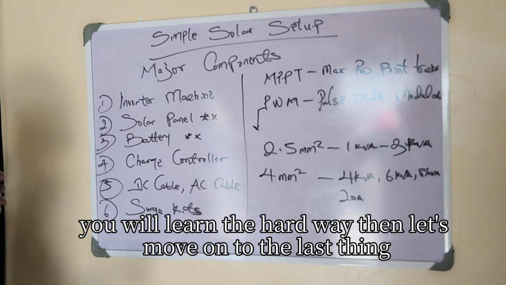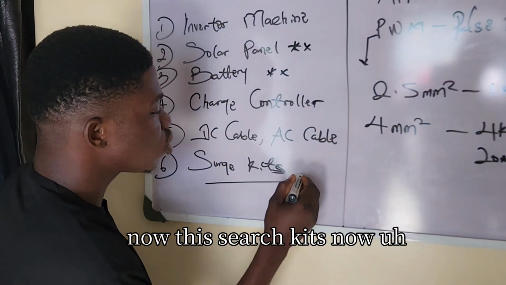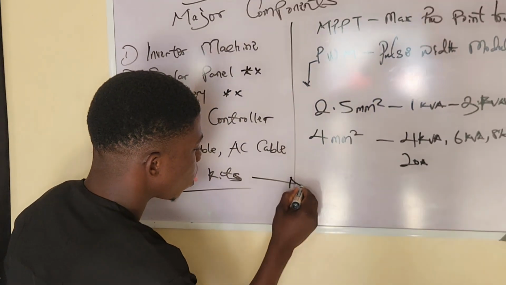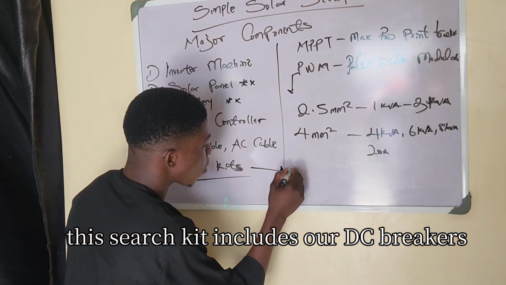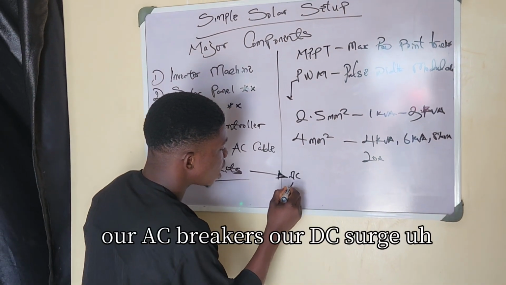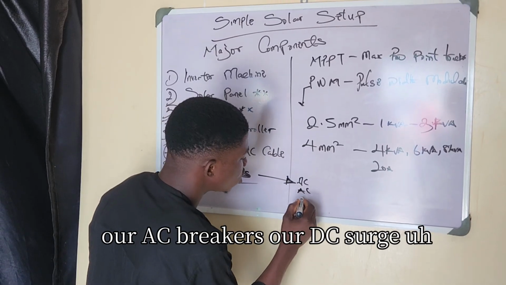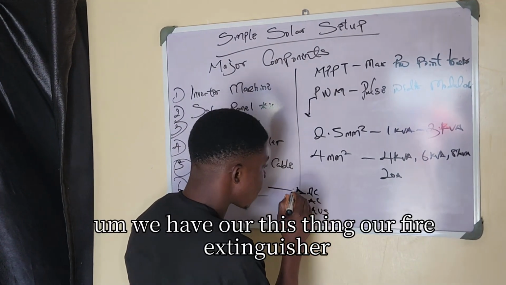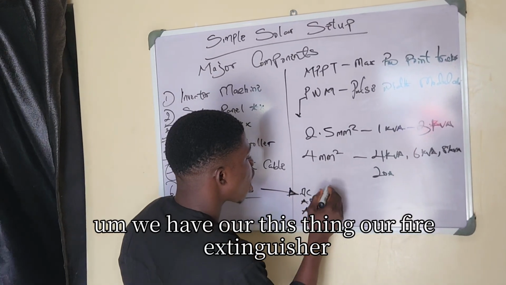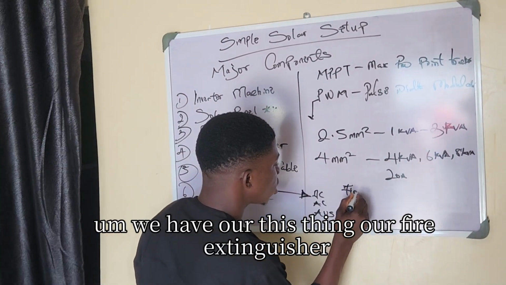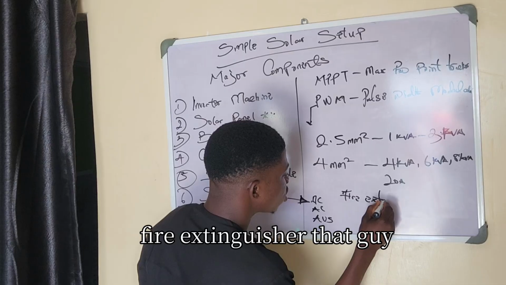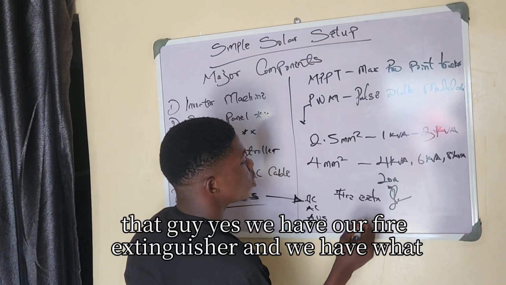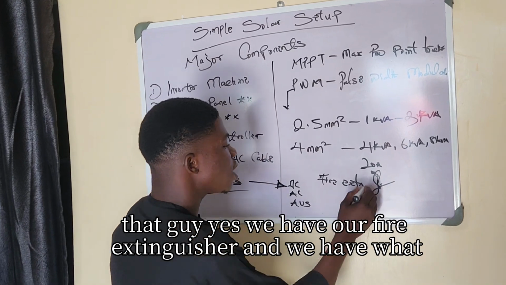Then let's move down to the last thing. The last thing is the surge kit. Now this surge kit includes our DC breakers, our AC breakers, our DC surge, AC surge, AVS. We have our fire extinguisher, and we have what?